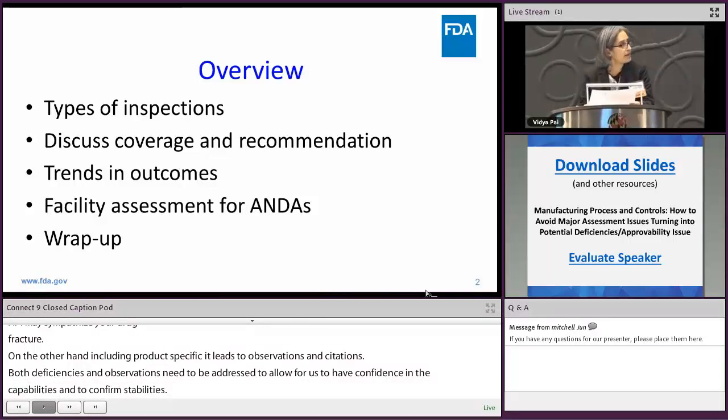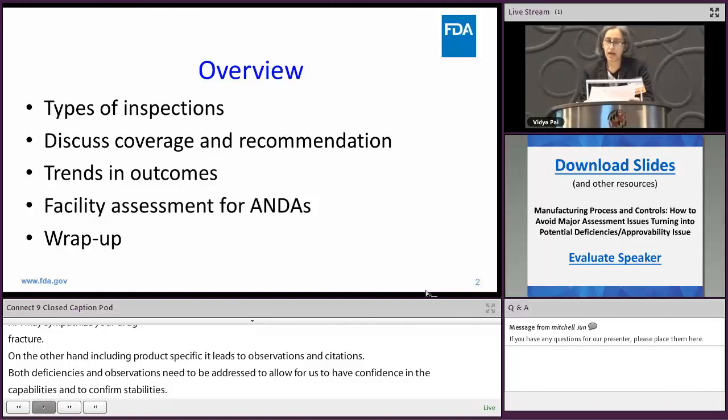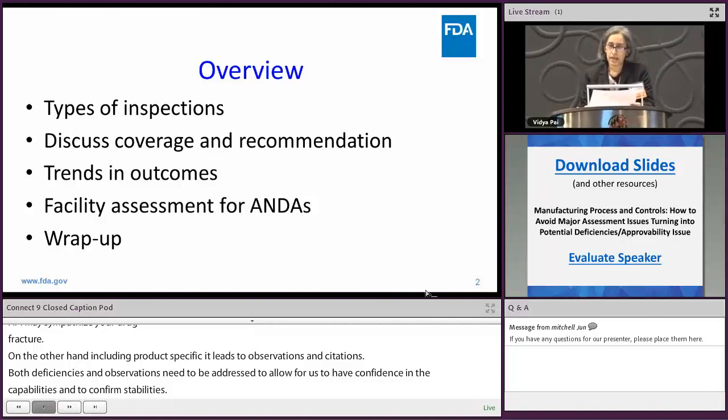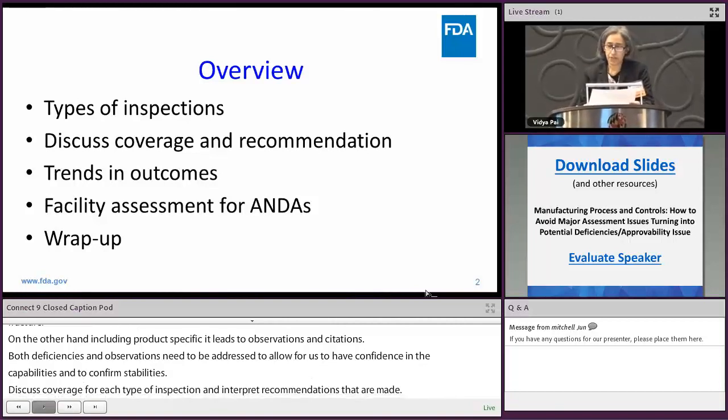At a high level, I'll talk towards trends and outcomes and citations. We'll dig a little bit deeper into facility assessments supporting ANDAs and common deficiencies. And finally, I leave you with some tips as a wrap-up.